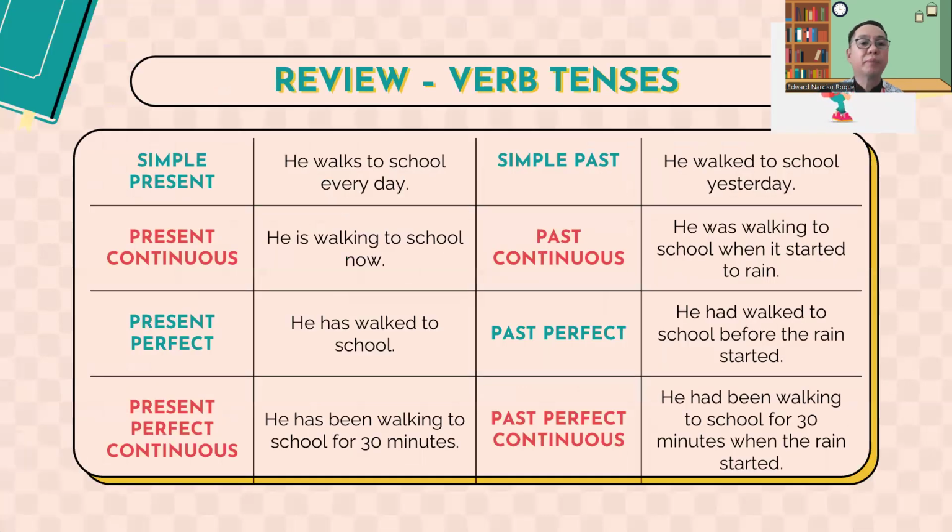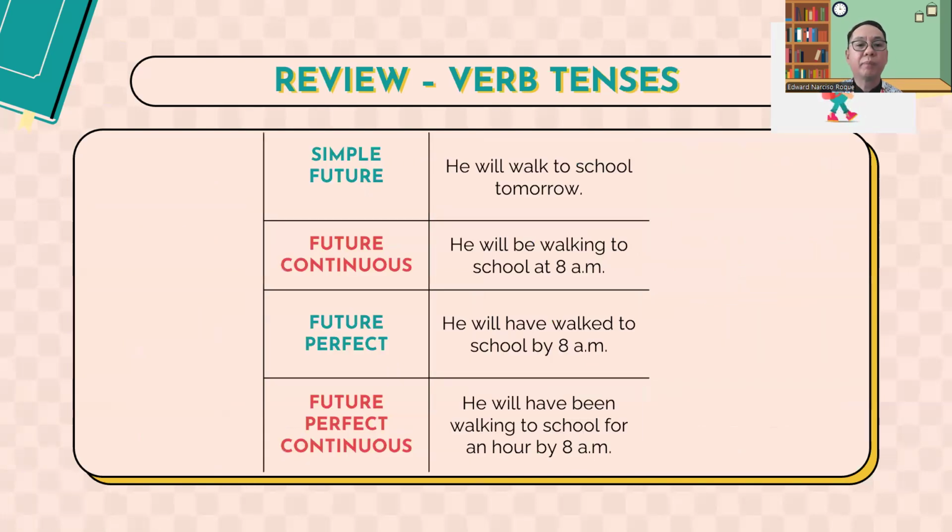Let's have a review. Simple present, he walks to school every day. Simple past, he walked to school yesterday. Present continuous, he is walking to school now. Past continuous, he was walking to school when it started to rain. Present perfect, he has walked to school. Past perfect, he had walked to school before the rain started. Present perfect continuous, he has been walking to school for 30 minutes. Past perfect continuous, he had been walking to school for 30 minutes when the rain started.